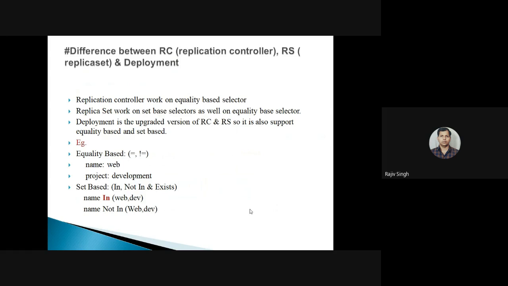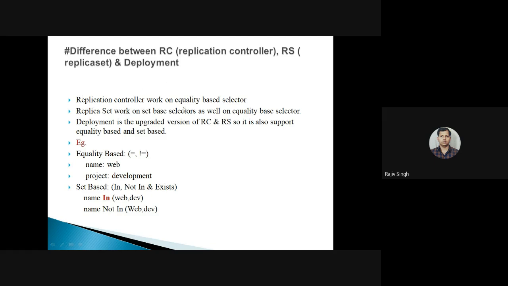So that is the basic difference between the RC, RS, and the Deployment. There are some labels. If you are creating any object like a replication controller, replica set, or pod, then you can apply a label on that. A label is just like a name. So we will discuss the label as well.